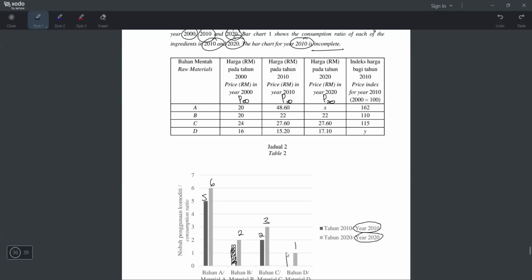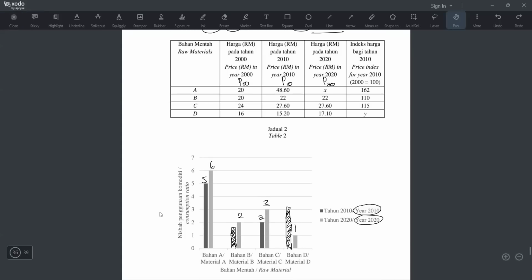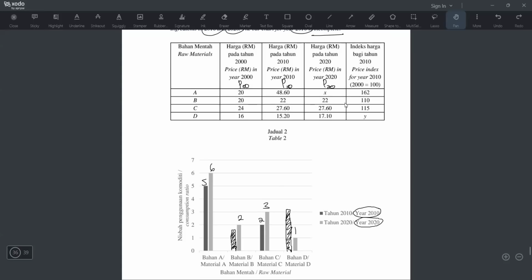For material D also, I don't know. So I just drew this randomly. I don't know how much. It's like a question mark. Maybe they will help us. Maybe later they will give us some information to help us find this. Okay, but for now, this is all I know. There are 2 weightages. There's price. There's one more thing here, the price index, right? So this is the price index for 2010 over 2000. Okay, this is all the information so far.